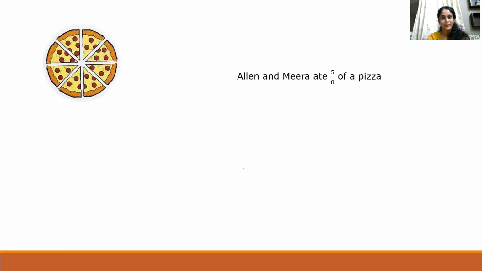All right. The question tells us that Alan and Mira together ate 5/8 of a pizza. That means out of 8 pieces, they ate 5 pieces together. So let's mark those 5 pieces with red color.